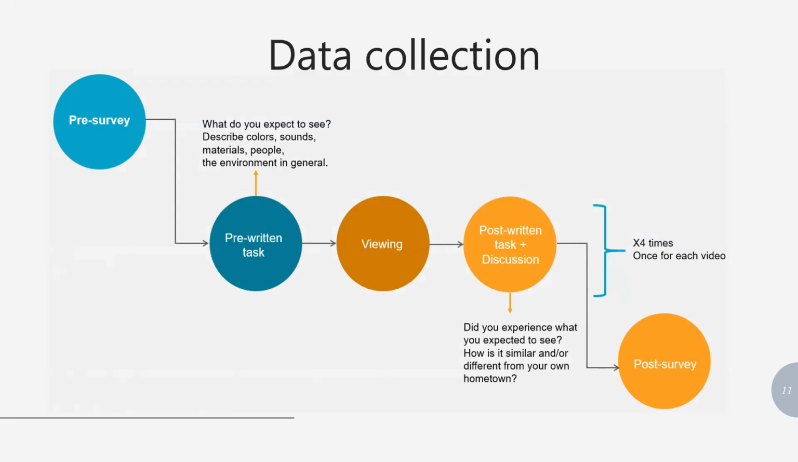Then participants were told, "You will now be standing in a bakery in Bergamo, Italy. What do you expect to see? Describe colors, sounds, materials, people, the environment in general." And they wrote their reflections, what they thought they were going to see.